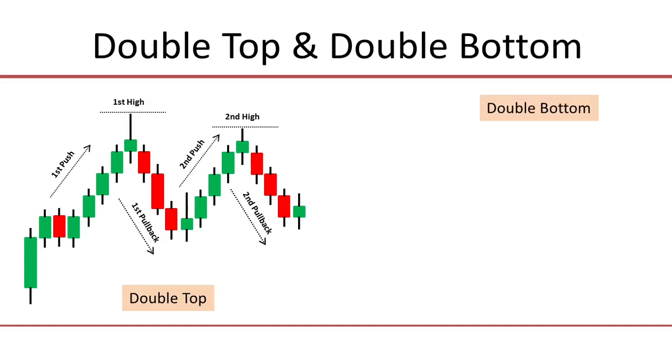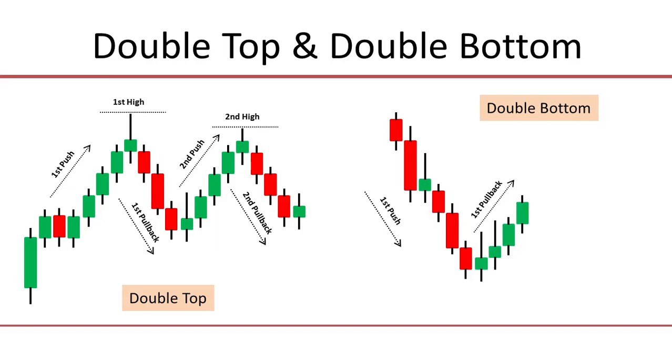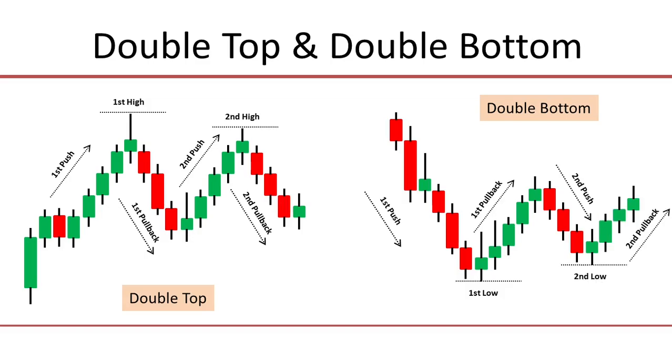Next, for a double bottom pattern, we first have an initial push in the downward direction, followed by a pullback in the upward direction. So this is the first low. Then we have another push in the downward direction, followed by another pullback. So this is the second low. And this trader again wanted that the second low should be higher than the first low and should be within a specified margin of the first low.